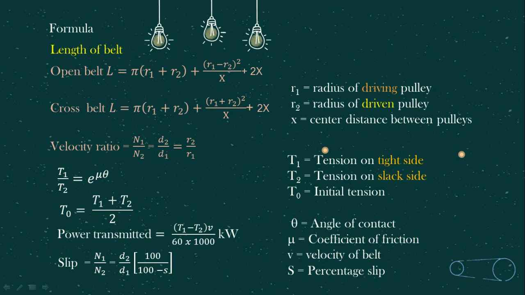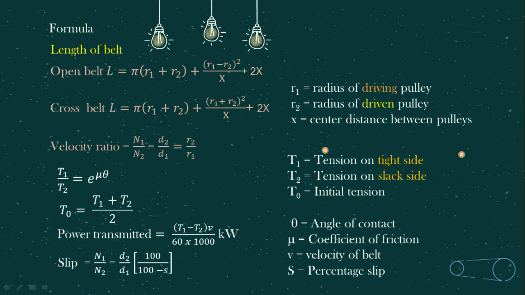Initial tension also we can make use of in solving the numericals, which is nothing but the average between the tight side and the slack side. Power transmitted by the belt drive can be calculated by the difference between the tensions multiplied by the velocity of the belt divided by 60 into 1000 in order to convert it into kilowatts. Slip also can be utilized in some of the numericals, that is N1 by N2 is equal to D2 by D1 into 100 divided by 100 minus S, where S is expressed in terms of percentage.